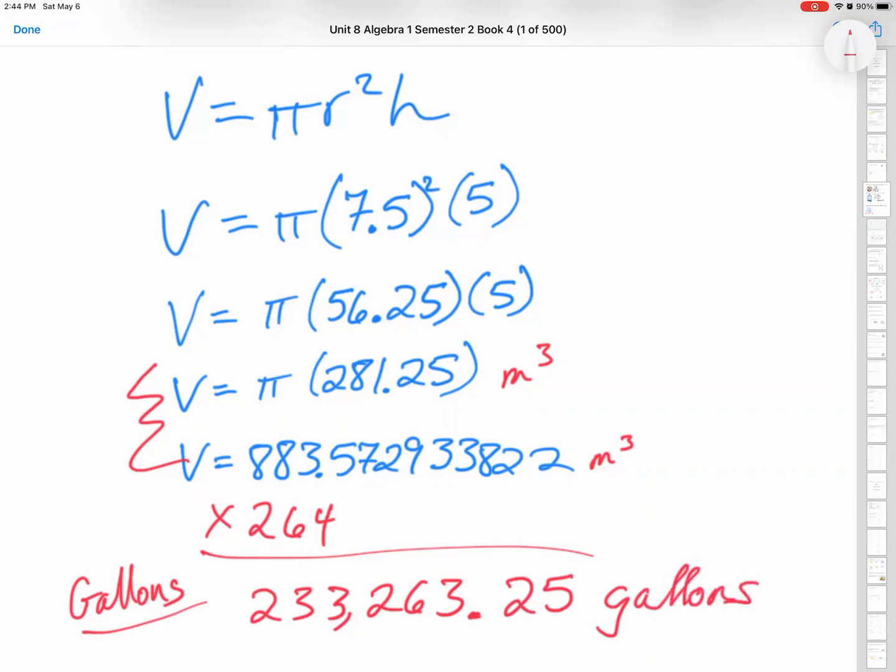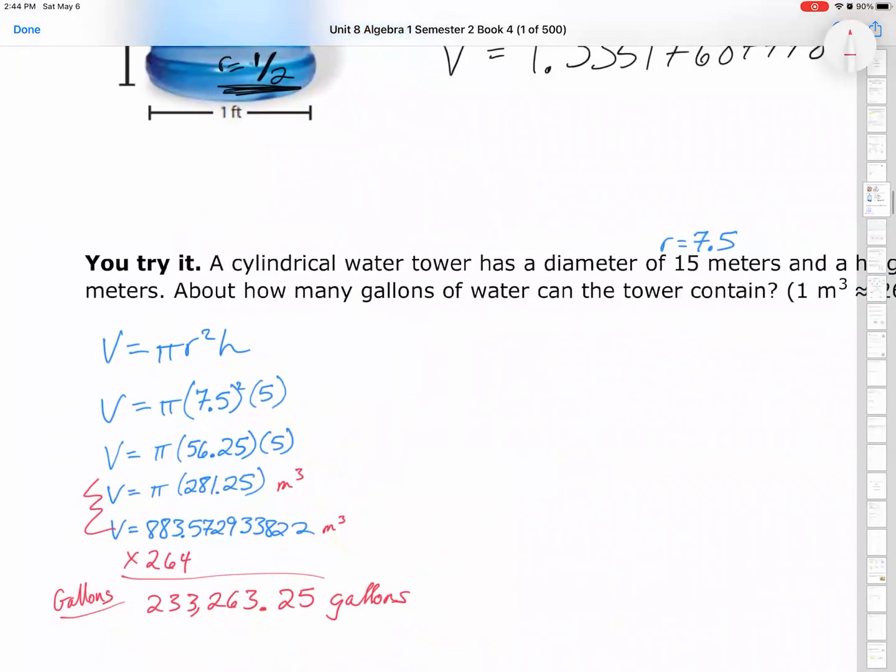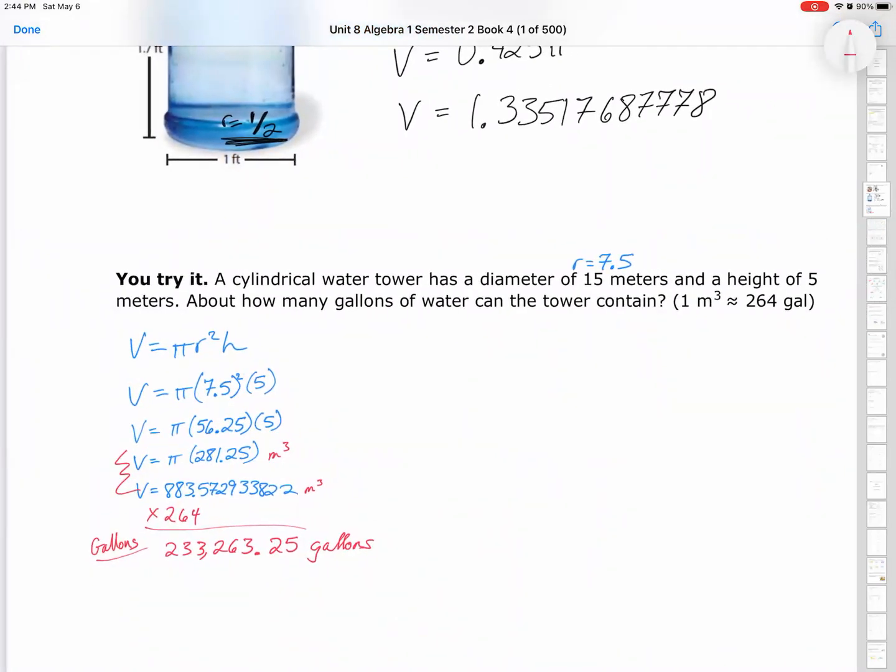So 233,263 gallons, pretty much. I think it's one of those water towers, right? Yeah, water tower. That's a lot of water, but it goes to a lot of good people. So go ahead, feel free to pause the video if you have any questions at all.